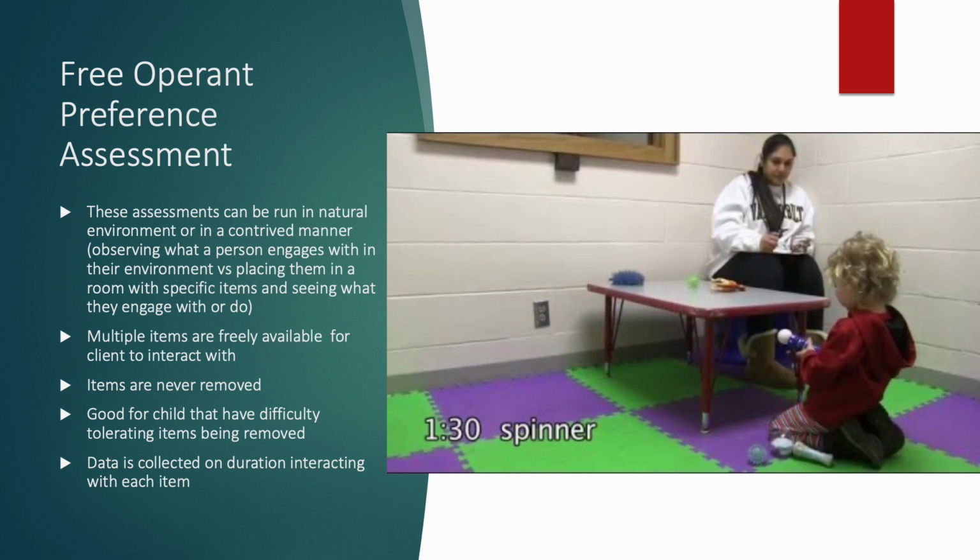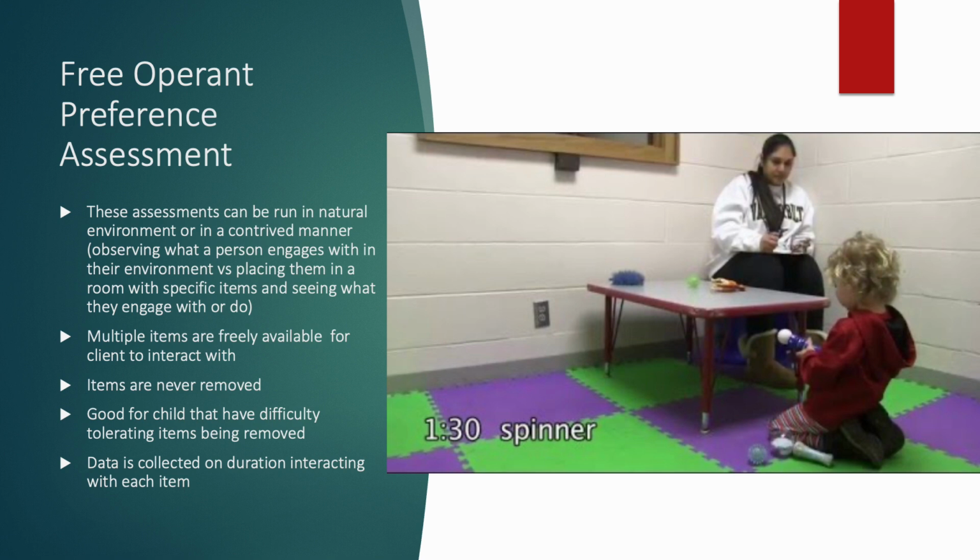So the first preference assessment that we're going to cover today is the free operant preference assessment. As I mentioned, this is an assessment in which you are just exposing your client to a different set of items, and you're freely allowing them to explore those items, and you're just going to track how long they spend with each of those specific items.